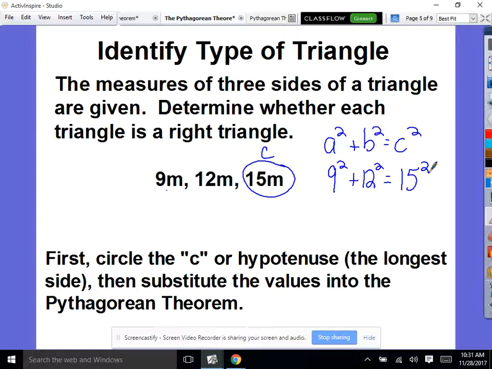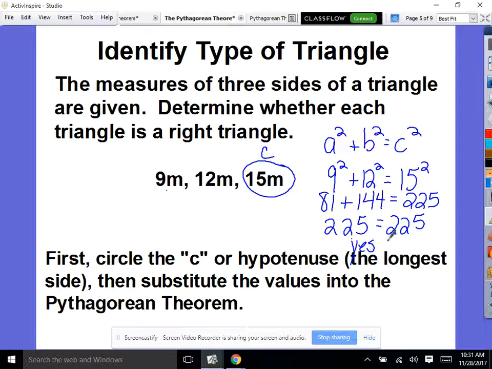So 9 squared is 81. 12 squared is 144. And 15 squared, you were required to memorize, is 225. Now we add 81 plus 144. 1 and 4 is 5. 8 and 4 is 12. Carry your 1. And if you end up with a balanced equation, then yes, it is a right triangle.